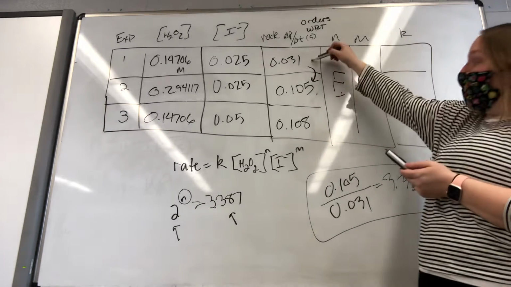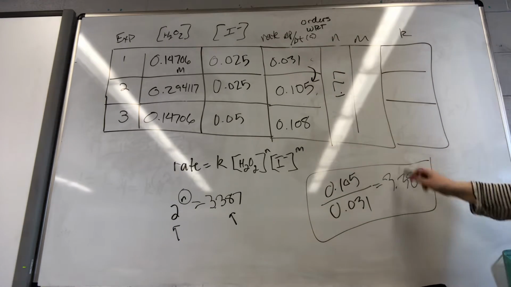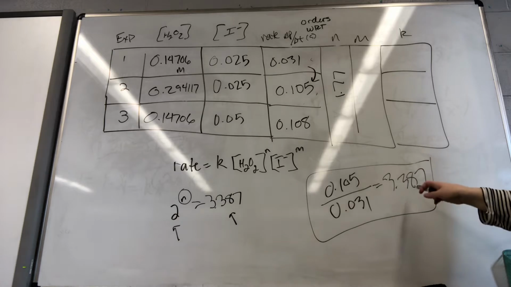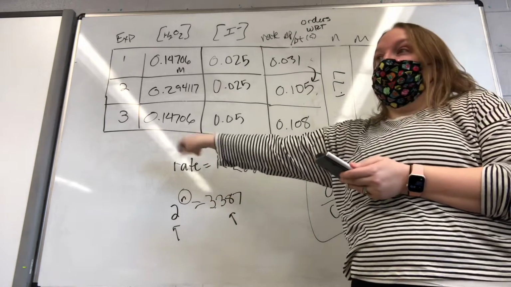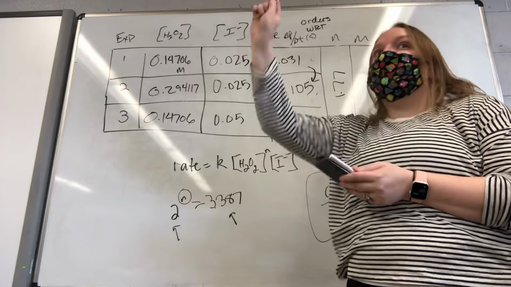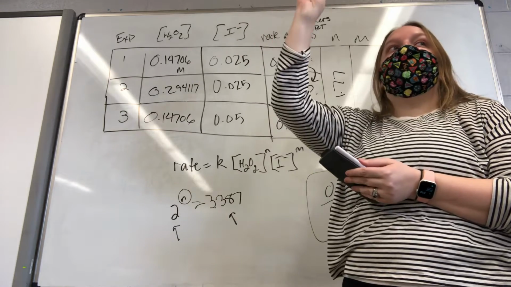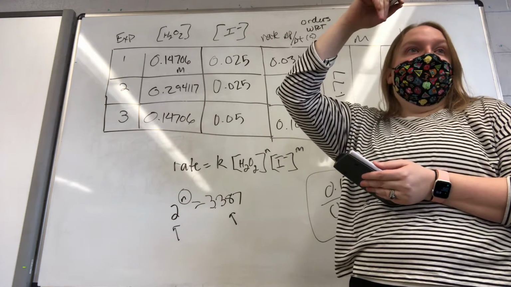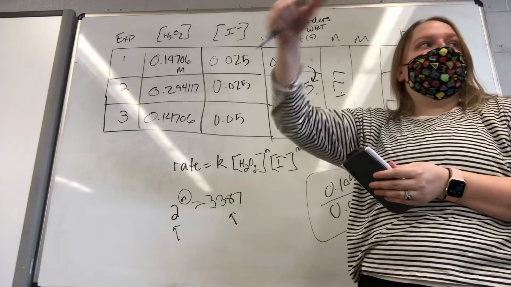So we took this one, we divided it by this one to get the factor that this one increased by, set it equal to 2 to the n, solve for n. Again, use the exponent solver that's on your Canvas website. Super easy, perfect results.